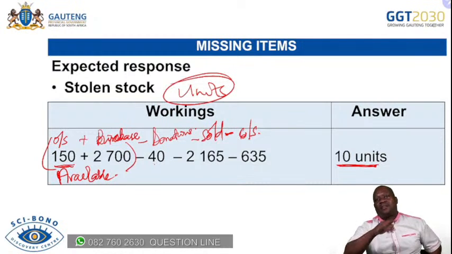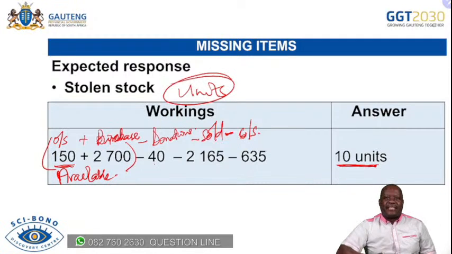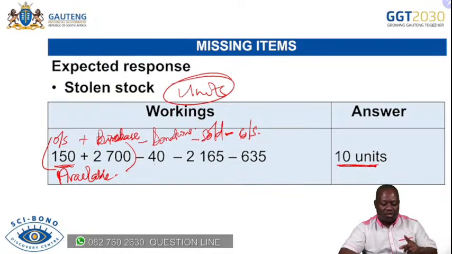So guys, there we are. 10 bags went missing. 10 bags are stolen. So what the owner was suspecting is true.